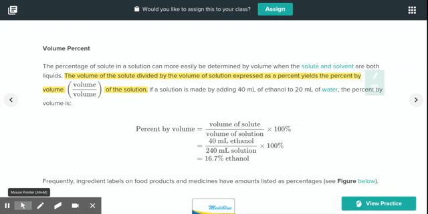So another way is to find the percent of solute by determining the volume ratio. It's the same way as doing the mass. You find the volume of solute, you find the volume of solution, which is the combination of solute and the solvent. And then you divide, times 100%.